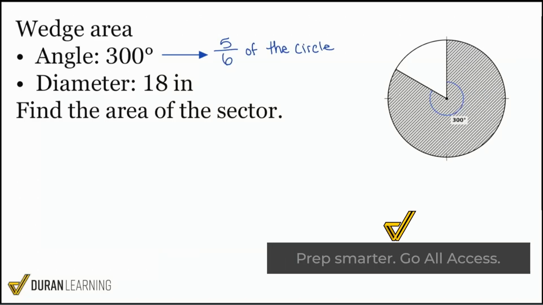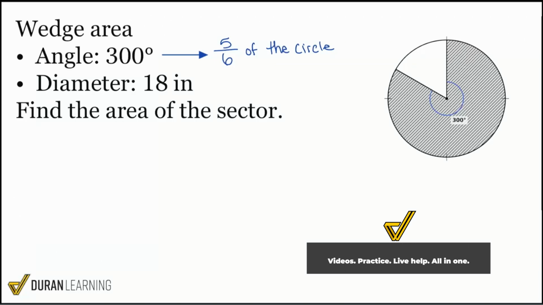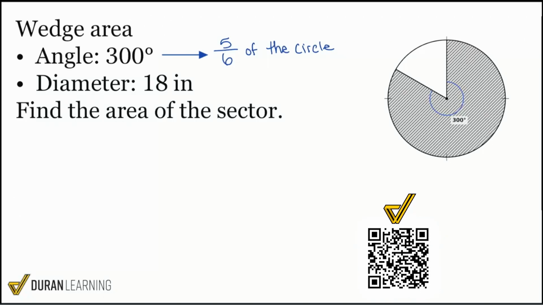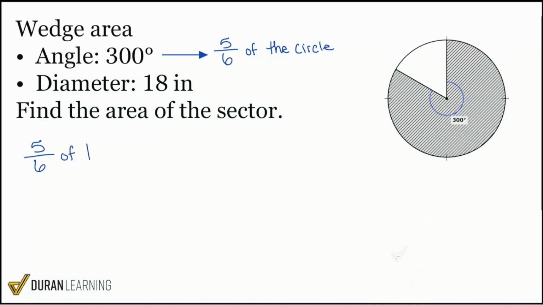And again, you can easily calculate that by doing 300 divided by 360. Divide the top and the bottom by 60, and you'll get 5 over 6. Here's the common mistake that a lot of people make. They will say, hey, 5/6 of the area, because we're dealing with a wedge's area. So we're going to do 5/6 of the complete area.